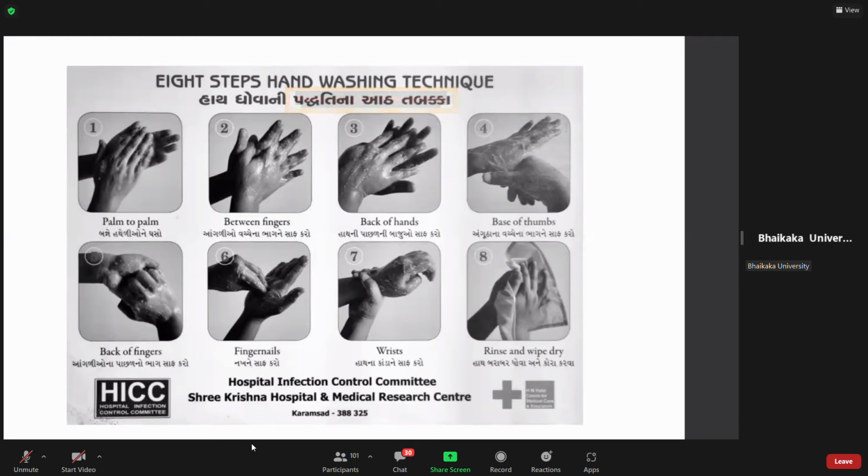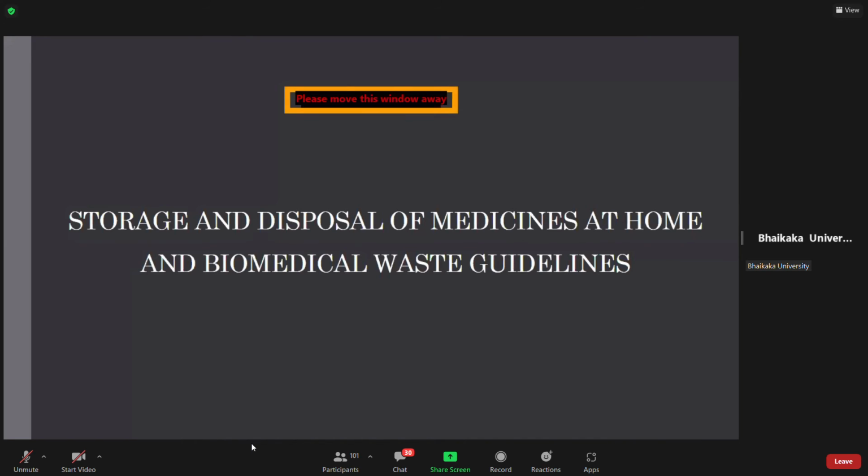So the first step is you have to rub your palm to palm. Second step, you have to interlock your fingers in between. Third, you have to clean the back of the hands. Fourth, you have to clean the base of the thumbs. Fifth, back of the fingers. Sixth, tip of the fingers or fingernails. And lastly, you have to clean your wrist. So these are the basic steps that you have to follow while hand washing.